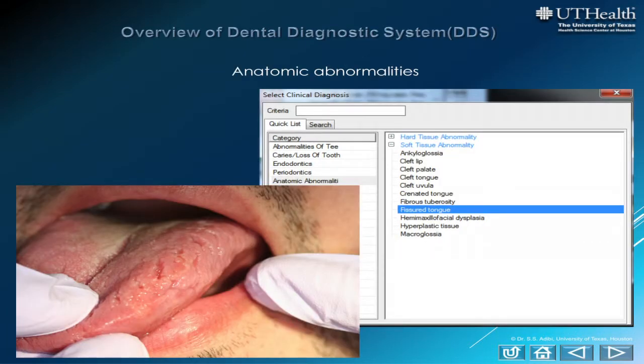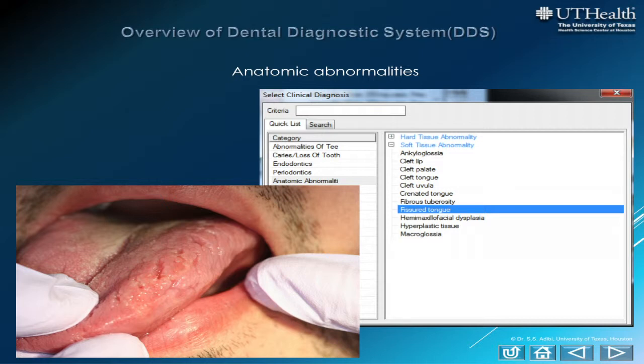Anatomic abnormalities have two subcategories of importance: hard tissue abnormality and soft tissue abnormality. This 35-year-old male Caucasian patient presented with a chief complaint of "I have bad taste in my mouth." It may cause no symptoms other than sensitivity to hot and spicy foods. About 5% of the general population in the United States may have this benign condition.